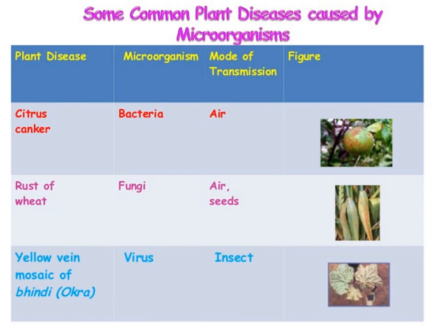Mode of transmission is air, and you can see the figure also. Rust of wheat is caused by a fungus, and mode of transmission is air and seeds, and you can see that in the diagram. And yellow vein mosaic of bhindi. Bhindi is also known as okra in English, ladyfinger also. The microorganism is a virus, and its mode of transmission is an insect. So you can see in these figures.